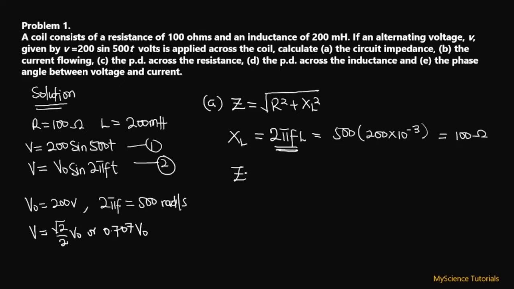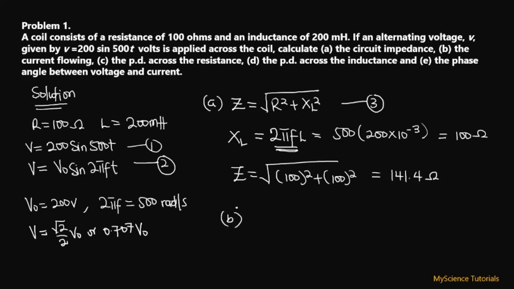So now that we have our inductive reactance, we can just do the substitution back into this formula to get our impedance. So our impedance is going to be, our resistance is 100 squared plus another 100 squared, and this is going to give us the root of 100 squared plus 100 squared, which is equal to 141.4 ohms. So this is the impedance of the entire circuit.